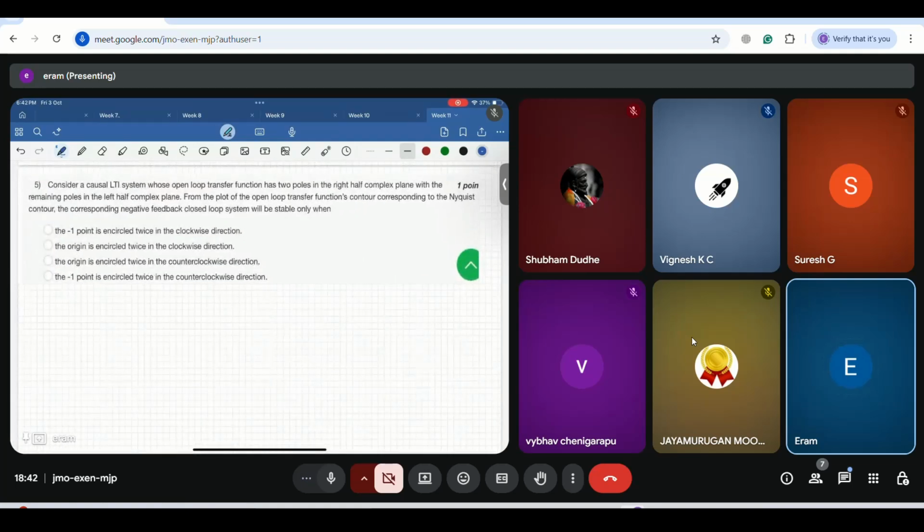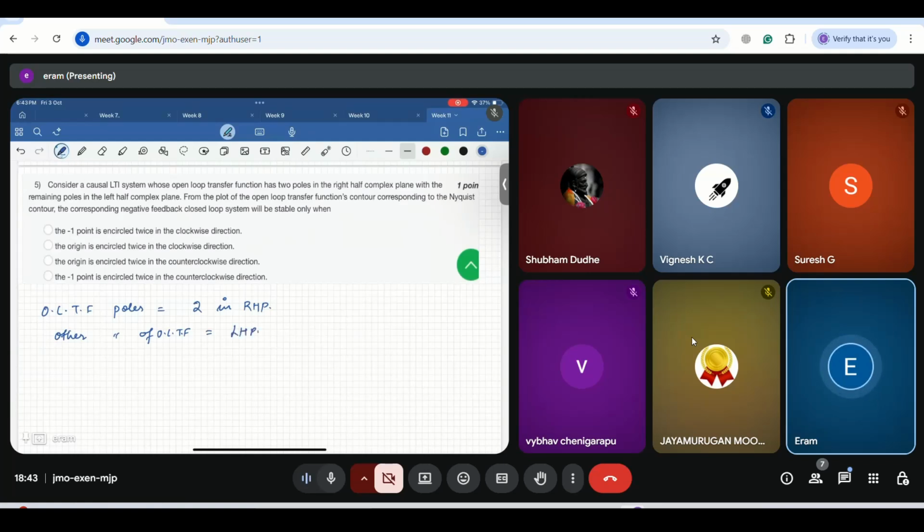So in this question, it is said that consider a causal LTI system whose open loop transfer function has two poles in the RHP. So let's note down. We have open loop transfer function poles, which are two in RHP, with the remaining poles in the left half complex plane. Other poles of the open loop transfer function are on the LHP.